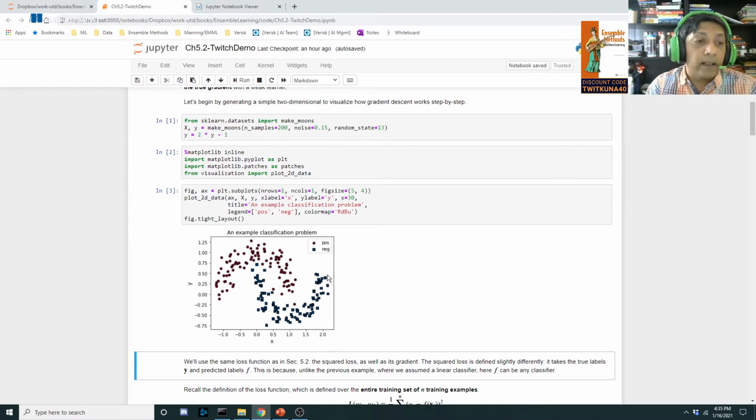What we need then is a nonlinear classifier. The question is, can we get gradient boosting to build us one? So we're going to use this very simple two-dimensional example to visualize how gradient descent basically works step by step. So for classification, what we have here is a classification problem.